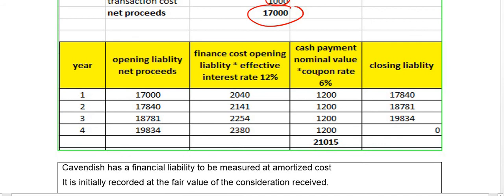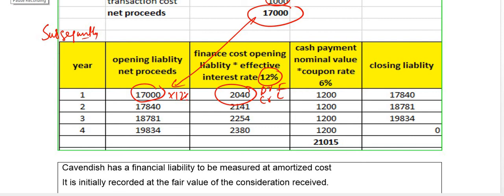Now subsequently, once you measure it, you will measure at amortized cost, clear? And this will be the net proceed, and this is 17,000 if you see here. Now you apply the effective interest rate on the opening liability. You will get this amount, that will be finance cost and credit liability, meaning increased liability. And this coupon rate will be applied on nominal value, and the nominal value was 20,000. Clear? Okay, you will add 17,000 plus this finance cost and deduct this cash payment.